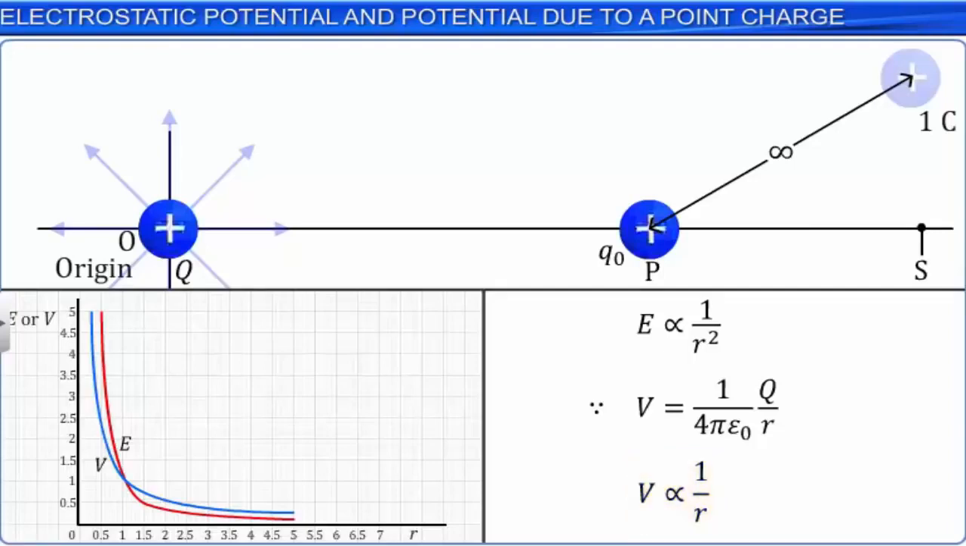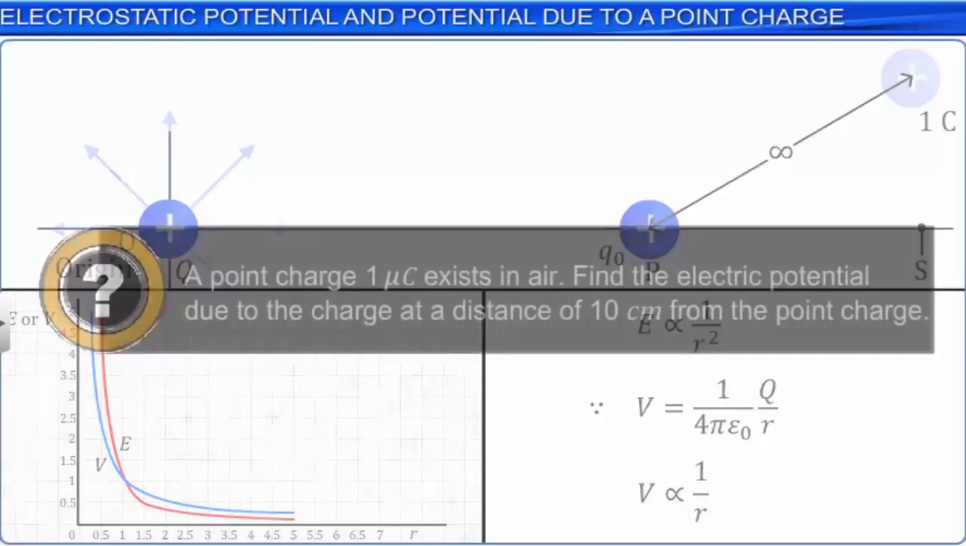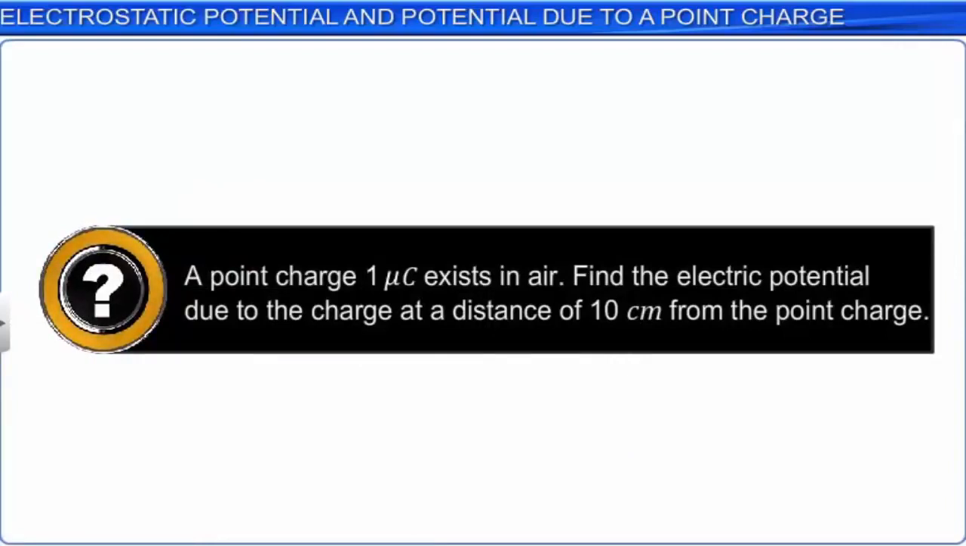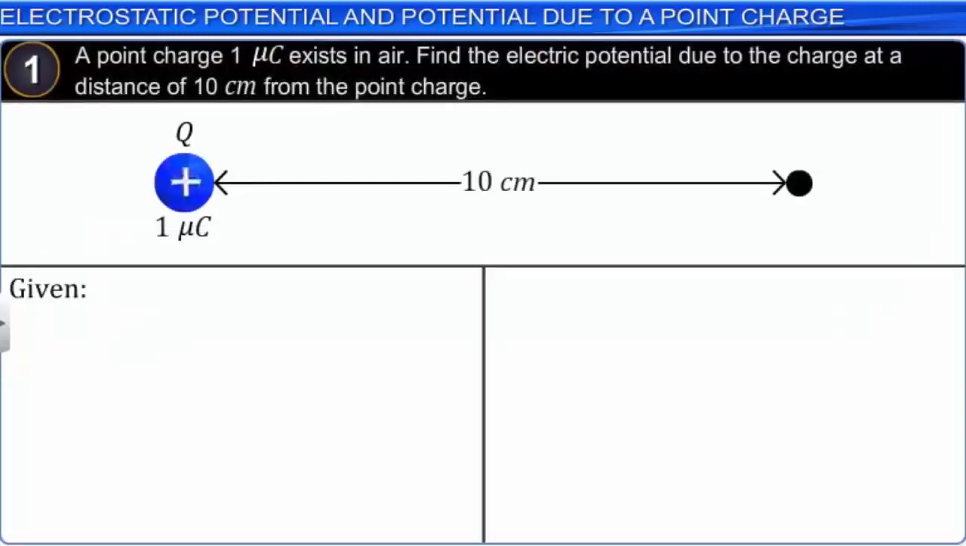A point charge of 1 microcoulomb exists in air. Find the electric potential due to the charge at a distance of 10 centimeters from the point charge. Given that charge Q equal to 1 microcoulomb equal to 1 into 10 raised to the power minus 6 coulomb. Distance from the charge is r equal to 10 centimeter equal to 0.1 meter.